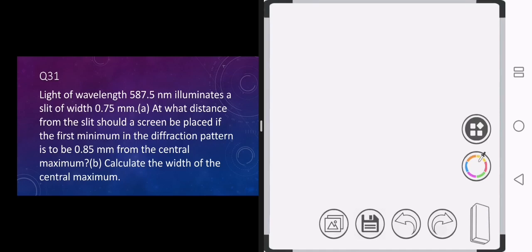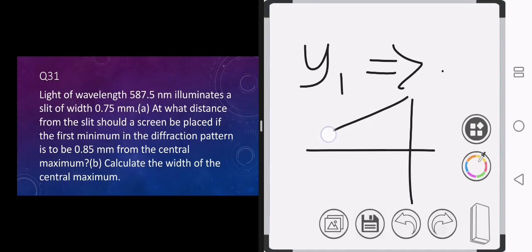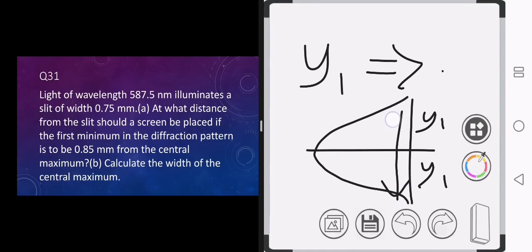Calculate the width of the central maximum. So we have Y1. The central maximum looks like this, so this is your Y1. So the total is 2Y1. So 2Y1 equals the width of your central maximum, right?